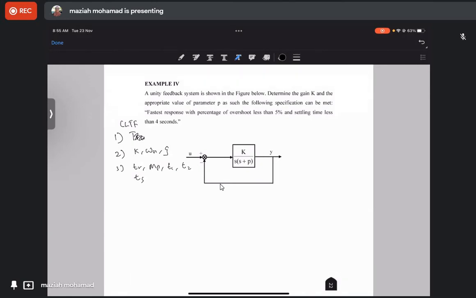But in this example here, they give you the specification. The specification means in terms of TR, MP, T1, T2, and settling time. So you need to determine K, zeta, and omega n from the specification, and then you need to determine the transfer function. So the flow will be reversed.